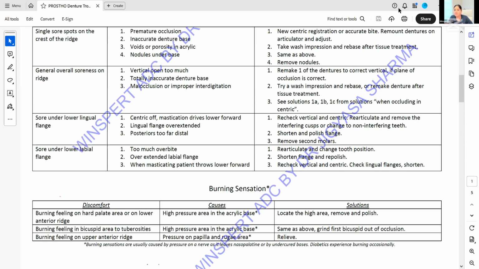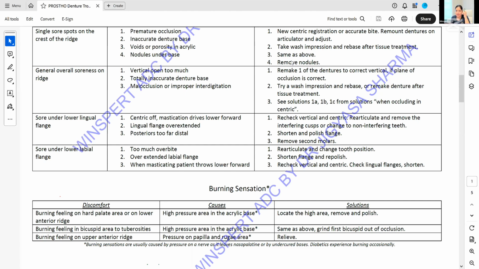Again, when does mastication throw the denture forward? When the CO and CR are not correlated, right? And not coinciding. Is that clear? Every time you look at the patient's presentation of soreness in a particular area, especially posterior, where the centric is supposed to happen, and my denture also moves forward, you know that CO and CR are not coinciding.